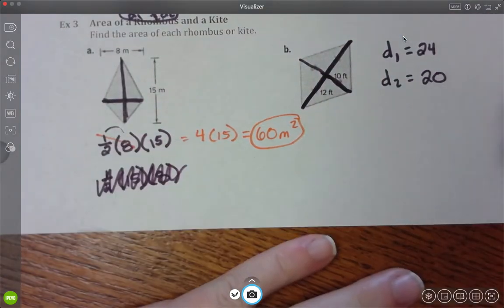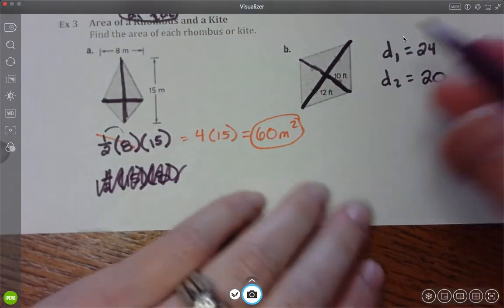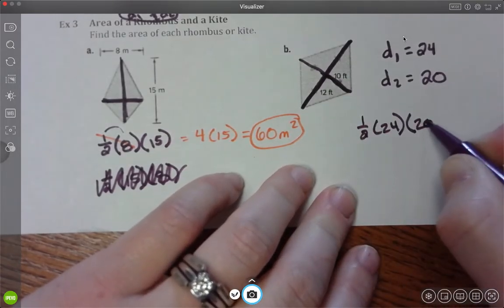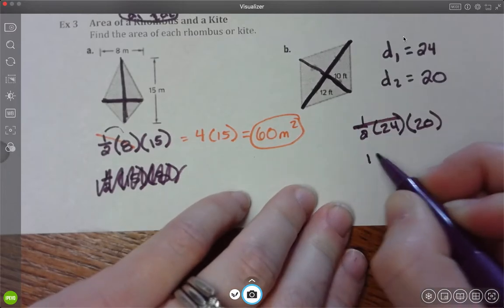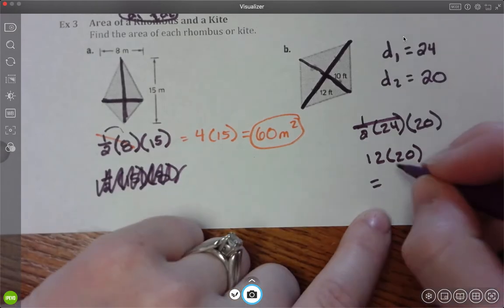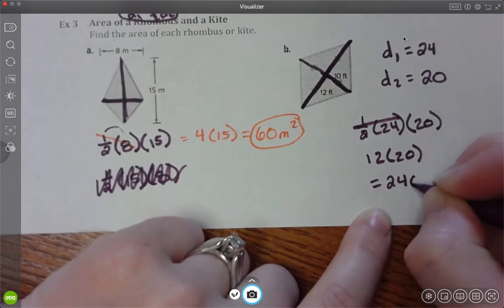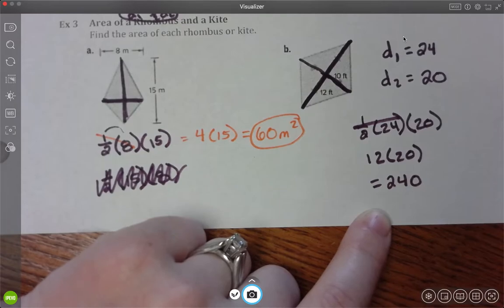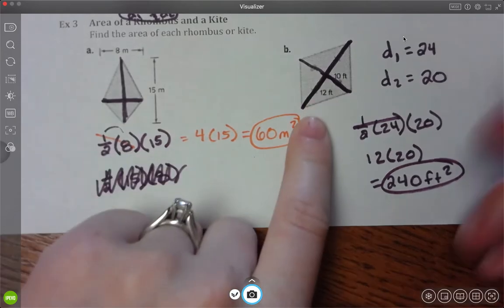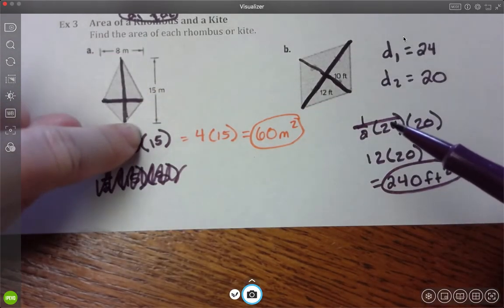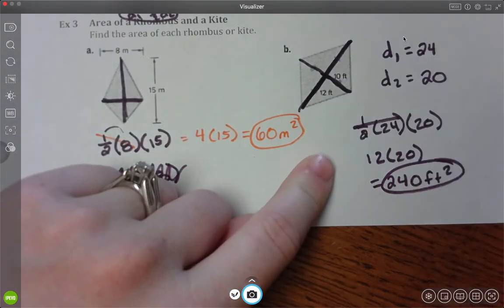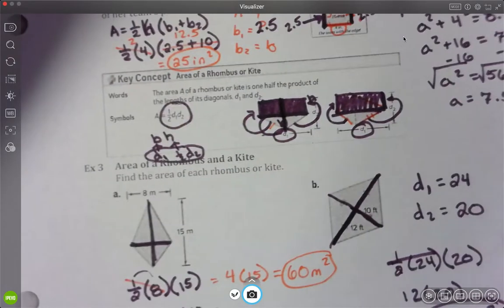Okay, and in this case, I can take half of either of those, so let's just go ahead and do half of 24 times 20. Half of 24 is 12, and 12 times 20, do as much in your head as you can. 12 times 2 is 24, with an added 0 on the end, right? 12 times 20 is 240, and that's going to be in feet squared, okay? So be careful of the way that you label it. If they label it like this, then that means that the whole way across is going to be 15. But only that is 12, so the whole length you have to find, okay?